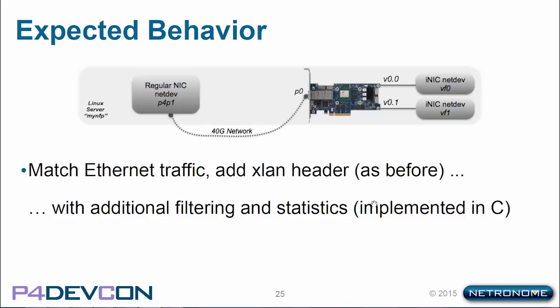We're going to send the traffic along the same data path as we did before, using the same example. So we're still adding the VXLAN header and doing all the stuff we were doing before, except now we're going to do some additional filtering and statistics on the packet that we are going to implement in C.